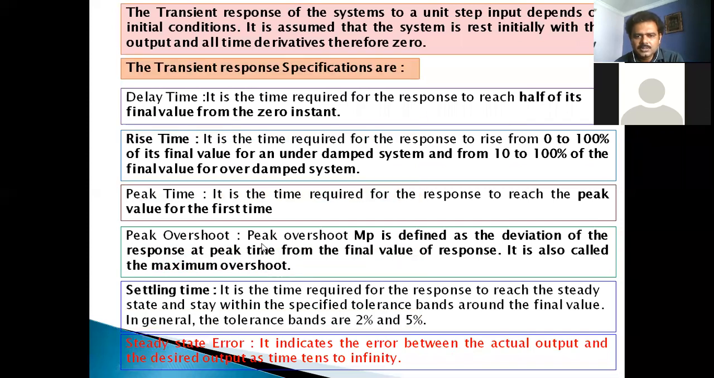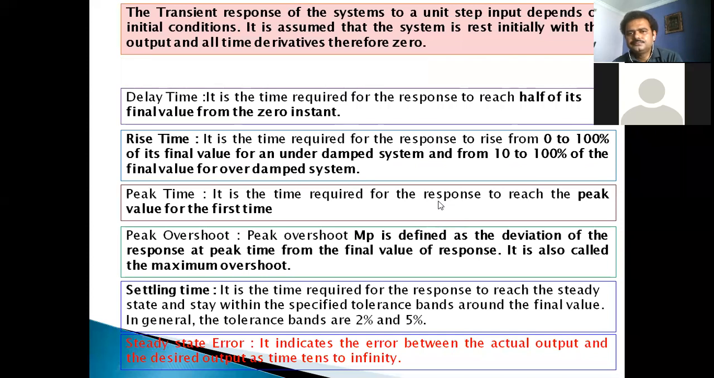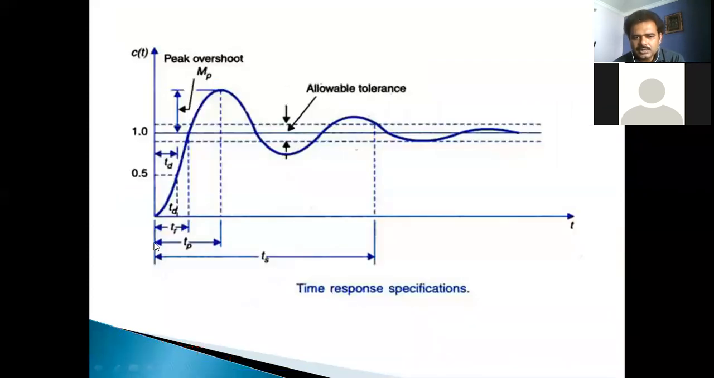So peak time means the time taken to reach its peak value, simply. Here, the time from 0 to TP is the time taken to reach the maximum peak value the first time. Even though this is also a peak, and this is also a peak, we have to calculate only the first peak. Okay, is it clear?